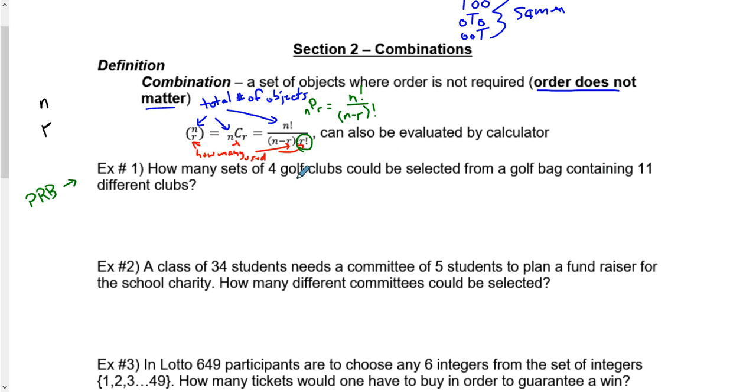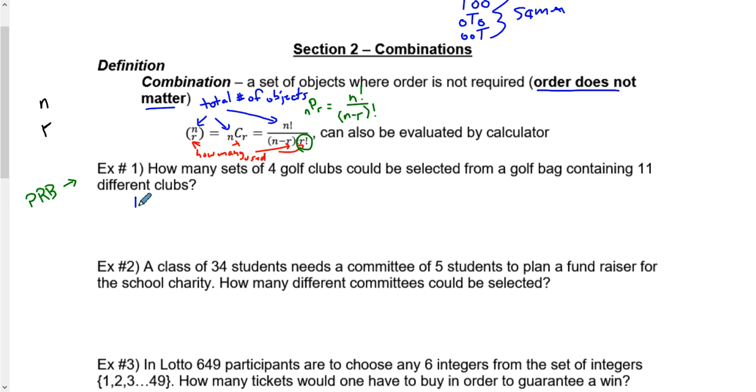How many sets of 4 golf clubs could be selected from a golf bag containing 11 different clubs? So instead of taking the entire bag, if you're only allowed to take 4 of them onto a course, which some competitions will say is what you have to do, we have 11 total clubs. We can only take 4, but it doesn't matter which 4. Of course, typically you want a putter, a driver, some kind of wedge, and an iron, which complicates things a little further, but we'll talk about those later.